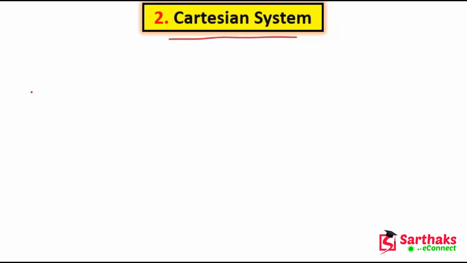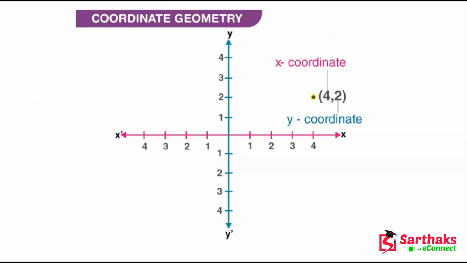As you know, my dear friends, we have two axes: one is the horizontal axis and one is the vertical axis. All about these things we are going to discuss in this lecture. Now let's see what the Cartesian plane is.